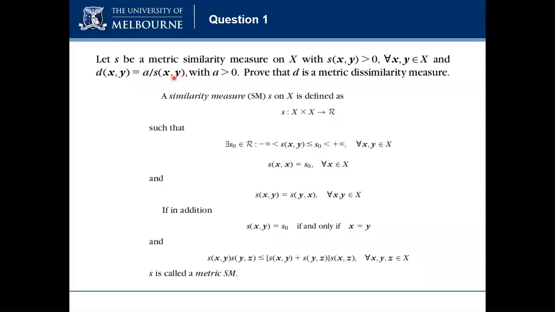So it makes sense, right? Similarity and dissimilarity are inverses of each other, or 1 over is a nice way of doing it, inversely proportional. If it's more and more similar, then the distance should be smaller and smaller, and vice versa. It says prove that the D metric is a metric dissimilarity measure.